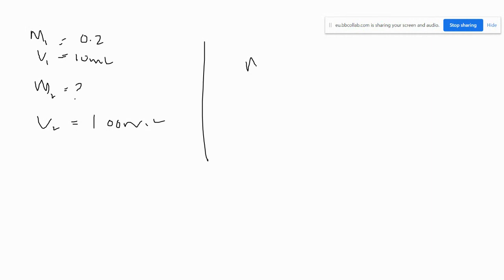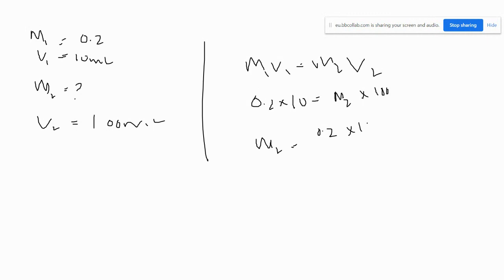Now we have the formula M1 V1 is equal to M2 V2. M1 is how much? 0.2. V1 is how much? 10. M2 is how much? We don't know. Write M2. V2 is how much? 100. So M2 will be equal to 0.2 times 10 divided by 100. It will be 0.02 molar. Clear? Okay, clear, yes.